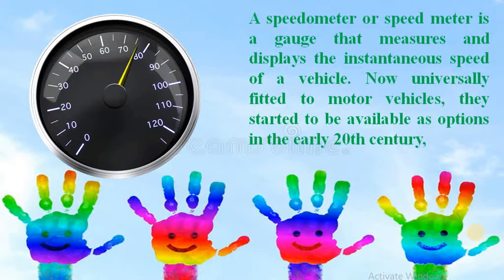See, this is speedometer. A speedometer or speed meter is a gauge that measures and displays the instantaneous speed of a vehicle. Now universally fitted to motor vehicles, they started to be available as options in the early 20th century. A speedometer is an instrument placed in a vehicle to record its speed.